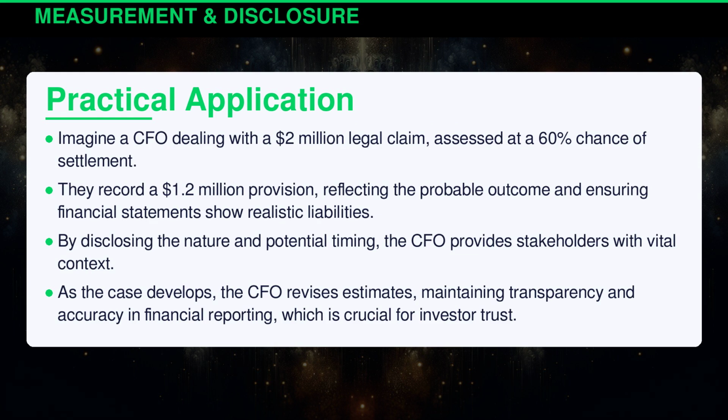Imagine a CFO dealing with a $2 million legal claim, assessed at a 60% chance of settlement. They record a $1.2 million provision, reflecting the probable outcome and ensuring financial statements show realistic liabilities. By disclosing the nature and potential timing, the CFO provides stakeholders with vital context. As the case develops, the CFO revises estimates, maintaining transparency and accuracy in financial reporting, which is crucial for investor trust.